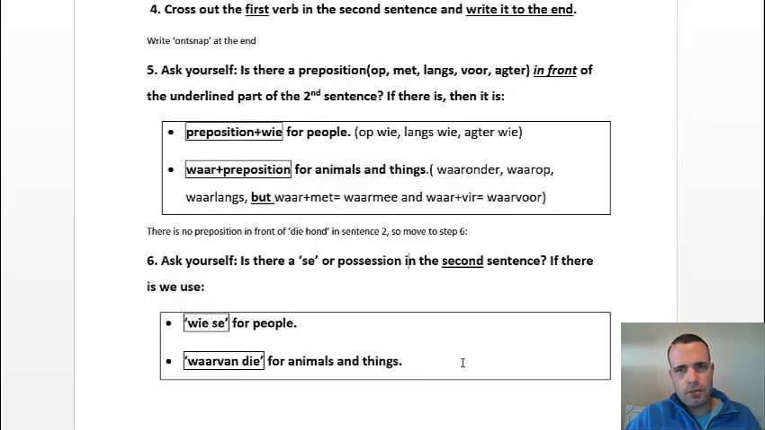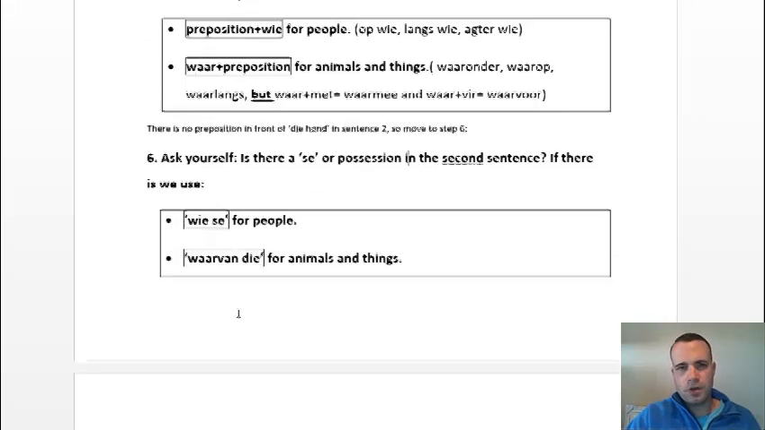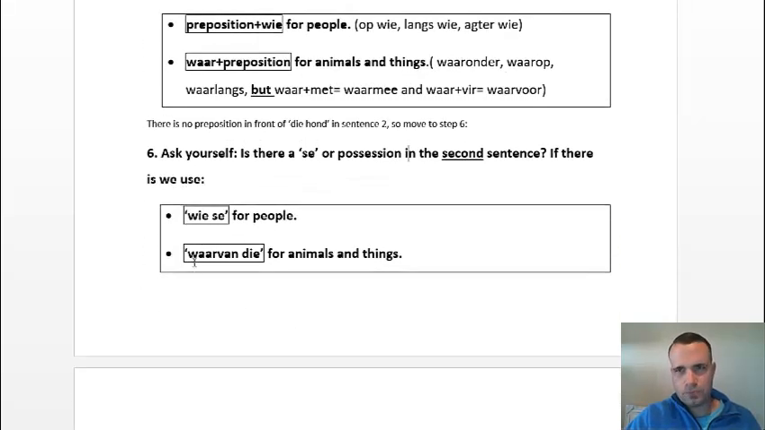Okay. My girls, I always tell them, just jot down step 5 and 6 quickly. Just like you did with Leidenform, you wrote down the formula before you even started. Just go prep plus wie for people, waar plus prep for animals and things, and go wie se for people, waarvan die for animals and things for possession. Okay, those two, you need to find a way just to remember it. Then you can always do them.